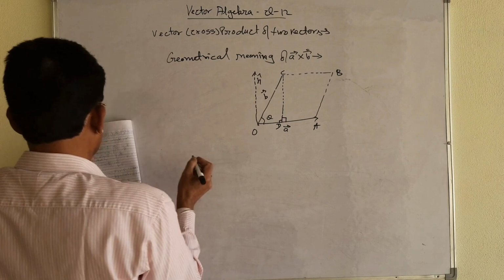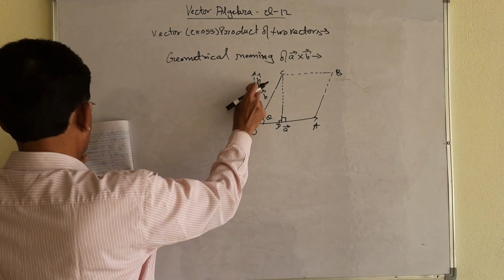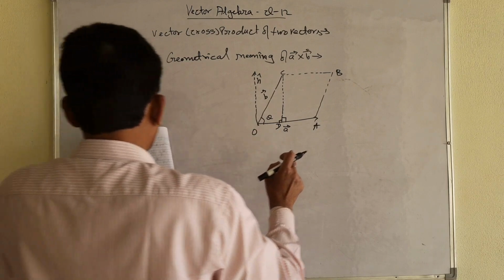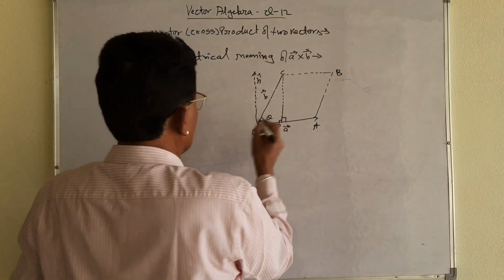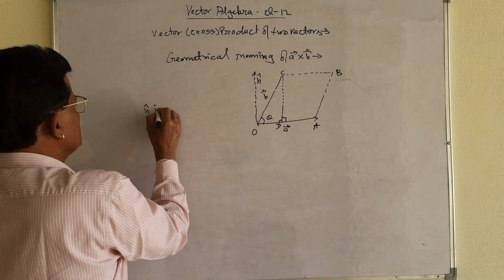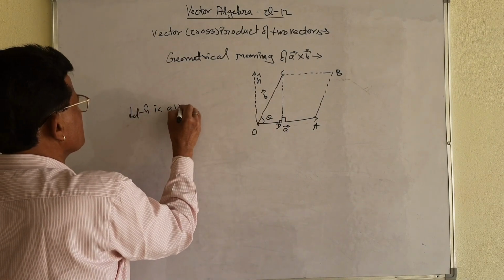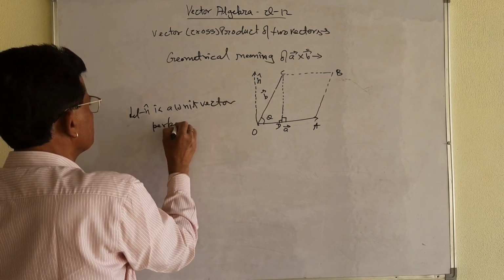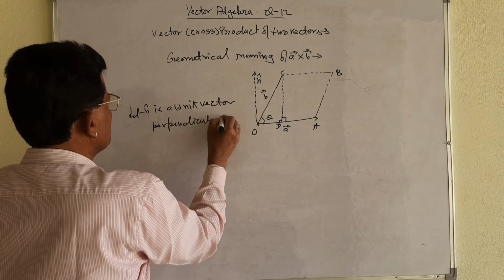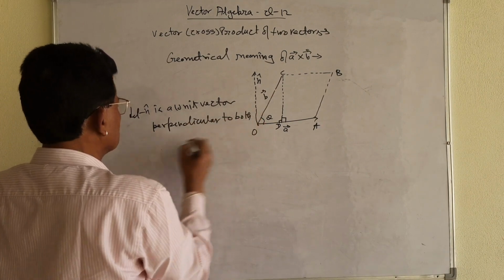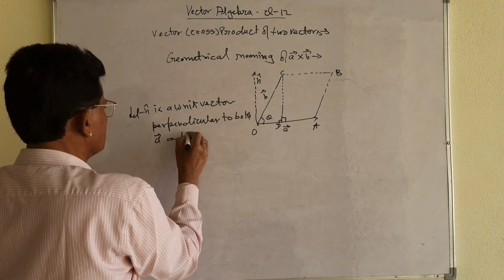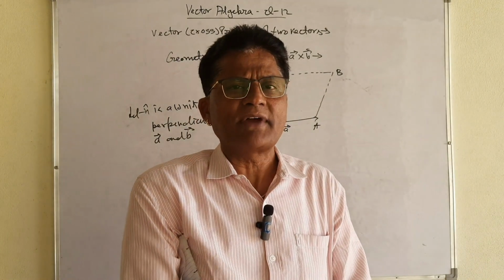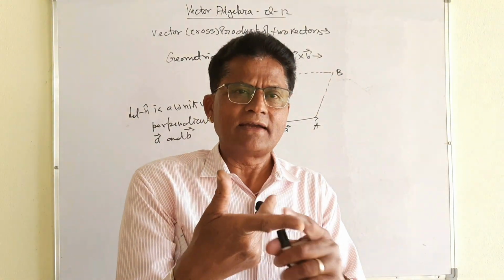See, let me take the value of sin theta. And this is the unit vector. My dear student, you must keep in mind that these are unit vectors which will be perpendicular to both. Let me write it: a unit vector perpendicular to both vector A and vector B. It will be perpendicular to both the vectors, vector A and vector B.